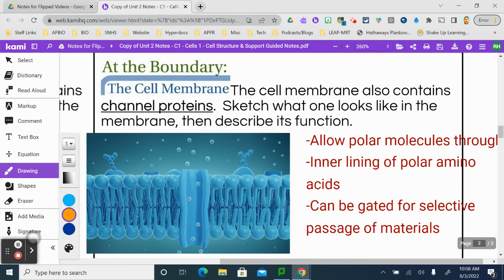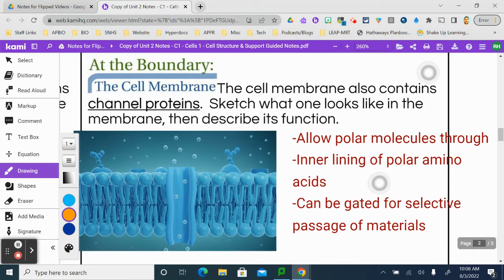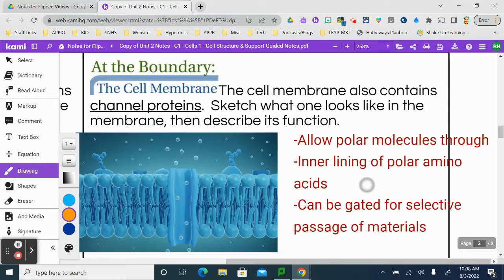Next, let's move on to the channel proteins. If you think about the word channel protein, it should give you an idea of what you're talking about. You're talking about a protein that forms a channel in the cell membrane. Here in this picture, we have the phospholipid bilayer, and you'll see this thing right here is the channel protein.